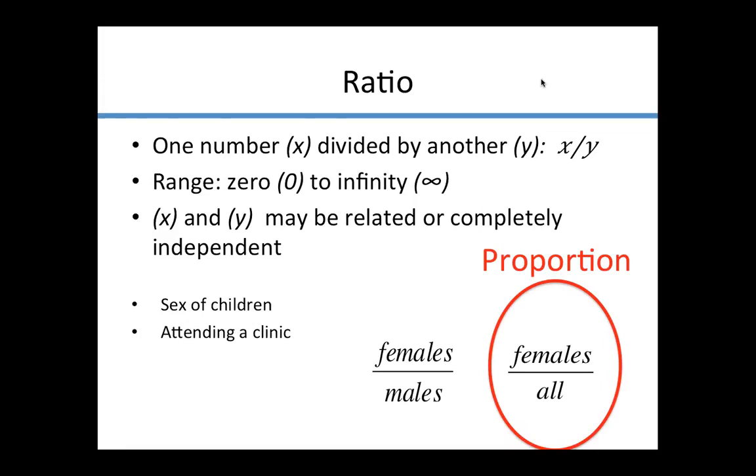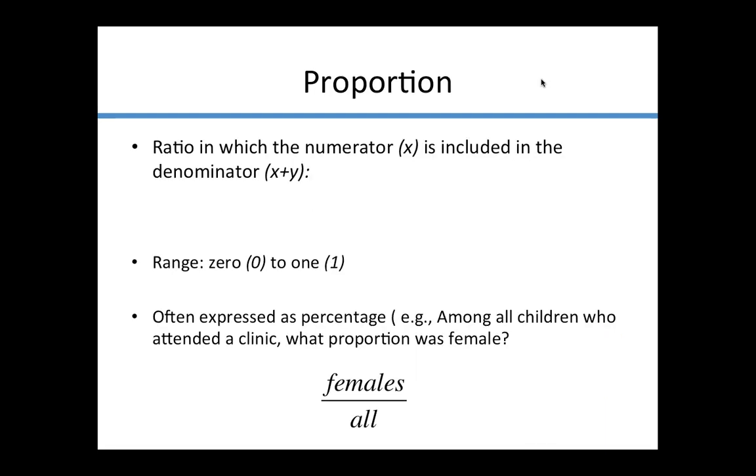Now this is also a ratio, females to all children. But you'll notice something different about it, and that is the numerator, females, is contained in the denominator, all children. All children are made up of males and females. Females are part of that. So this is not a typical ratio. It's a type of ratio, a proportion.